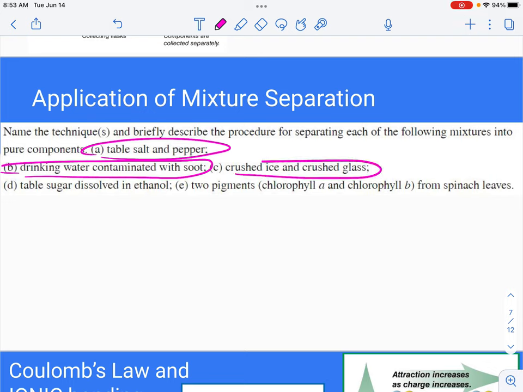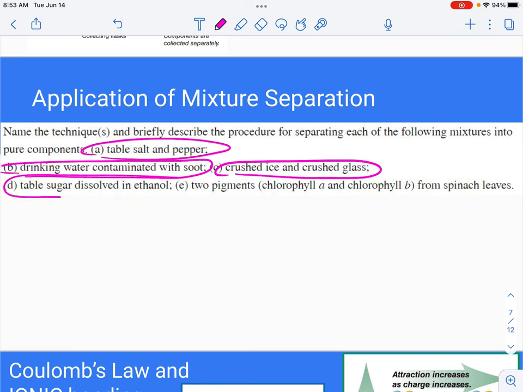Crushed ice and crushed glass. This would be actually fairly simple. If we're trying to separate the two and get ice and glass back, we would have to melt the ice and filter it. The crushed glass would be stuck in the filter. We could collect the water from the ice in the bottom of a flask and then stick it back in the freezer to get ice again.